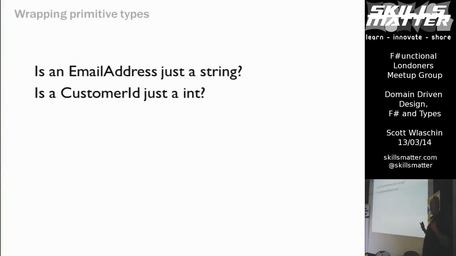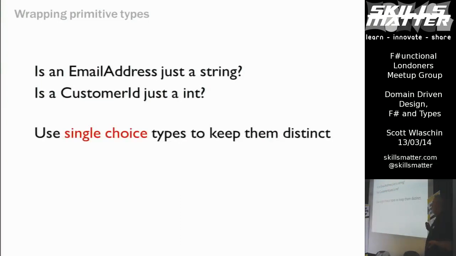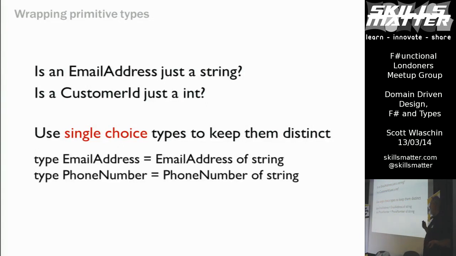The representation behind the scenes might be an integer, but it's not an integer. It's its own thing. A customer ID is a domain concept in its own right. So single choice types can help to keep them distinct. Here we have two single choice types, an email address and a phone number. They're both represented by strings behind the scenes, but they're different types. So I can't ever accidentally mix a phone number in where I was expecting an email address, and vice versa.